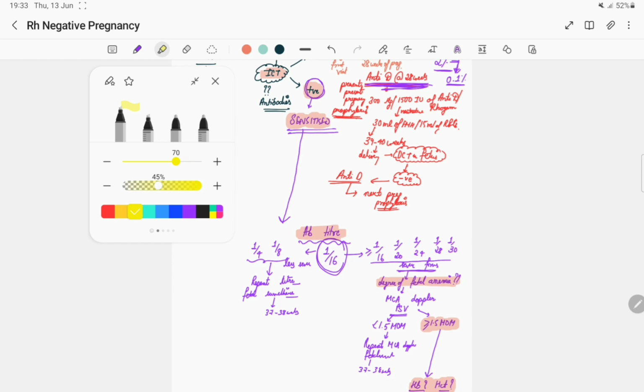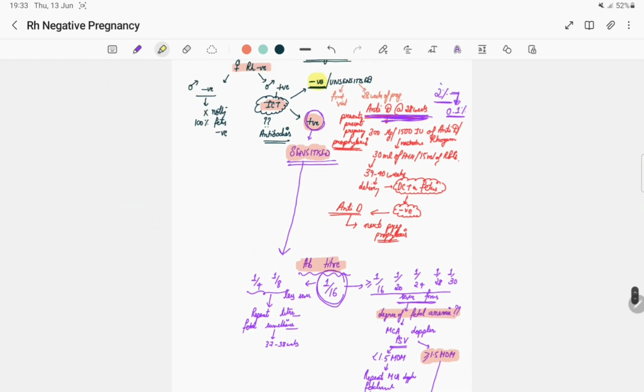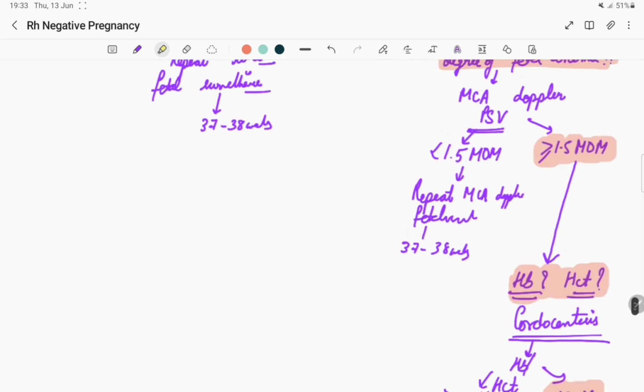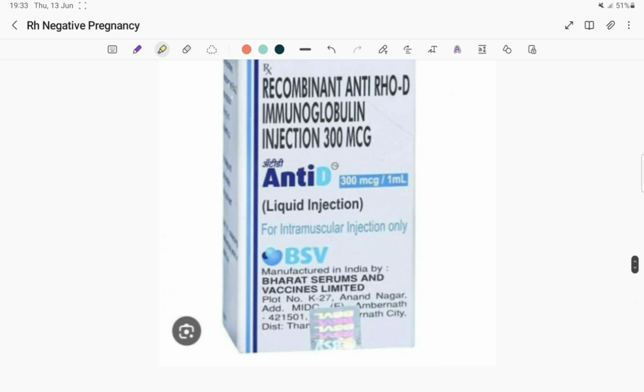However, if she was ICT negative, then there was a role of anti-D, right? So this is Rh negative pregnancy in gist. So this was Rh negative pregnancy. This is the anti-D injection that could be given, right? 300 microgram or 1 ml, right?